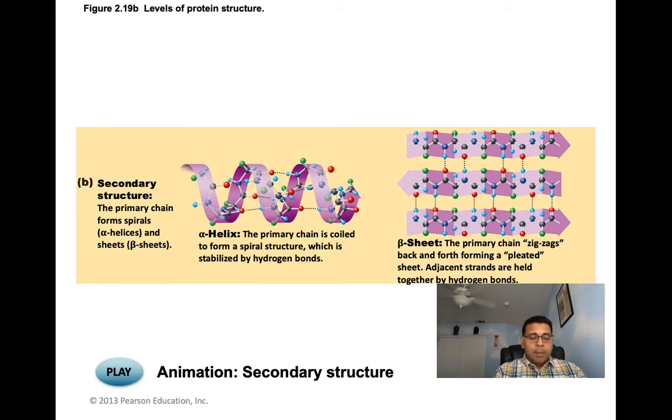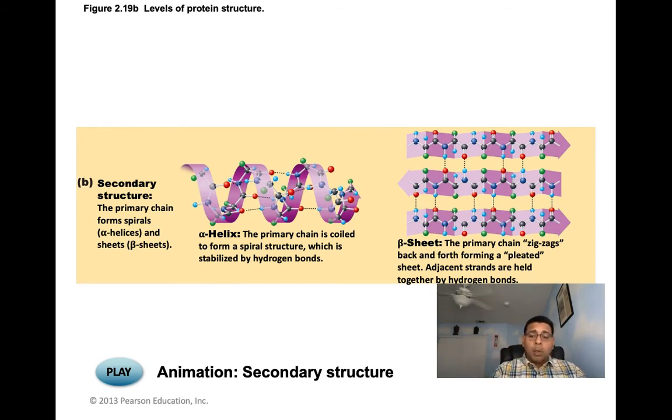They're linked side by side by hydrogen bonds, forming a pleated or ribbon-like structure that resembles what we can refer to as an accordion's bellows. It resembles an accordion's bellows.